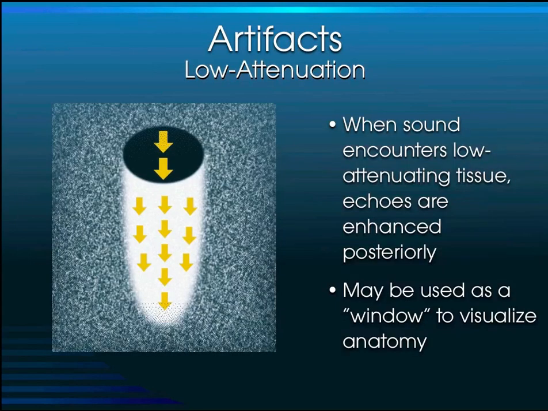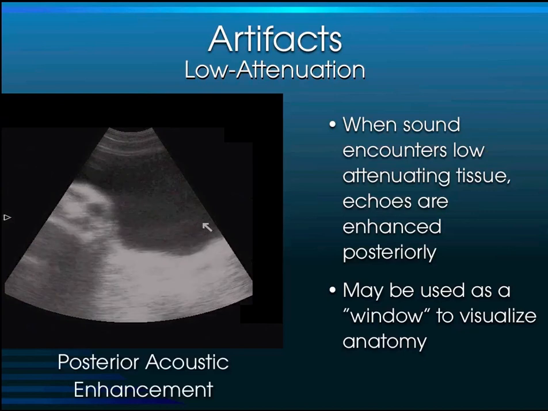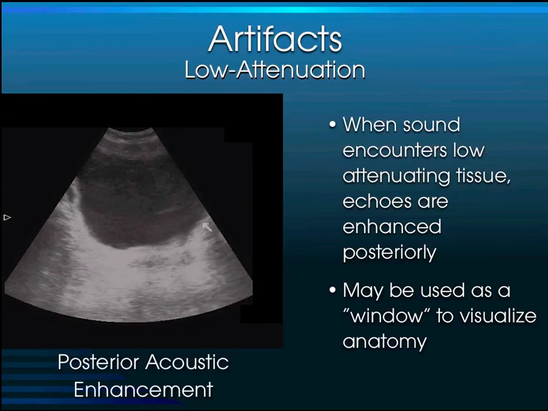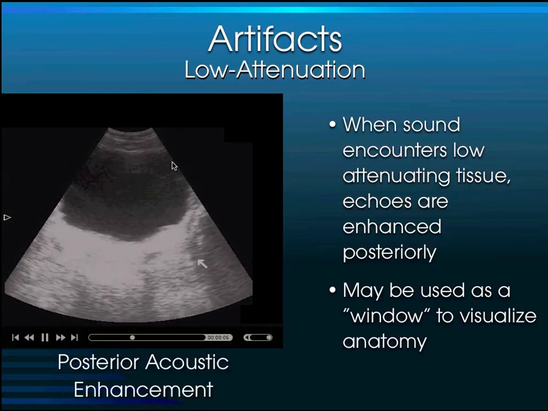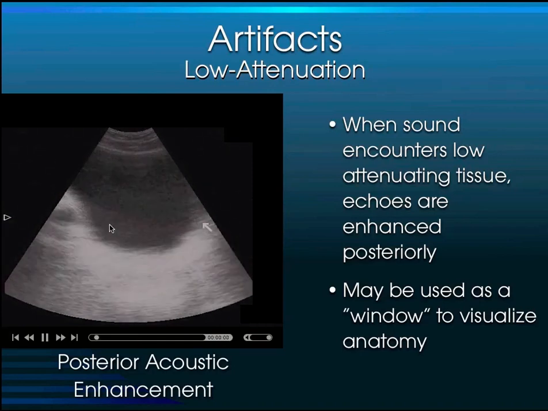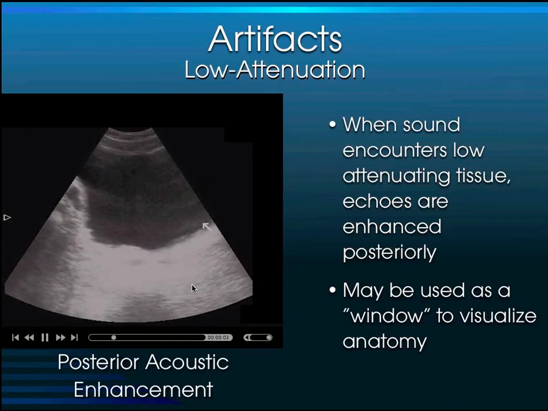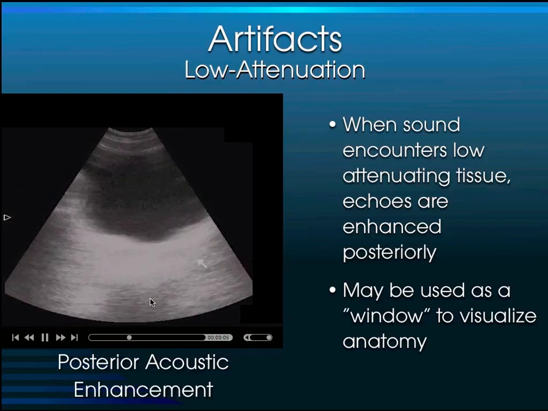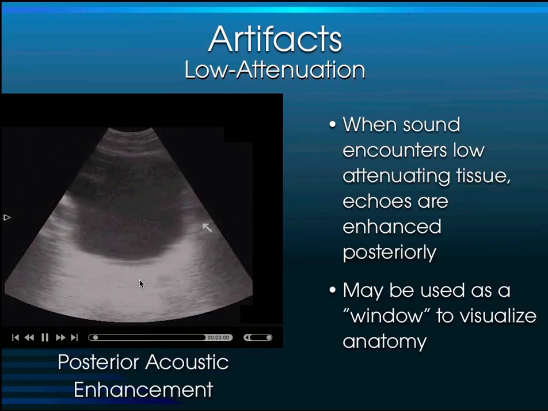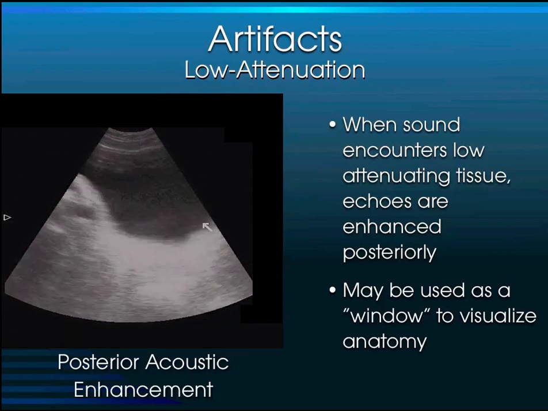Sometimes sound can travel through an organ very easily, such as fluid or water or the urinary bladder. See, when sound encounters this low attenuating tissue, well, then the echoes behind it get enhanced posteriorly. And that's the reason why we use the bladder as an acoustic window to visualize structures behind it. In this example, the anechoic bladder appears basically black on the screen, and structures behind it have posterior acoustic enhancement. Because of the low attenuating effect of the bladder, structures posterior to it are echo bright.